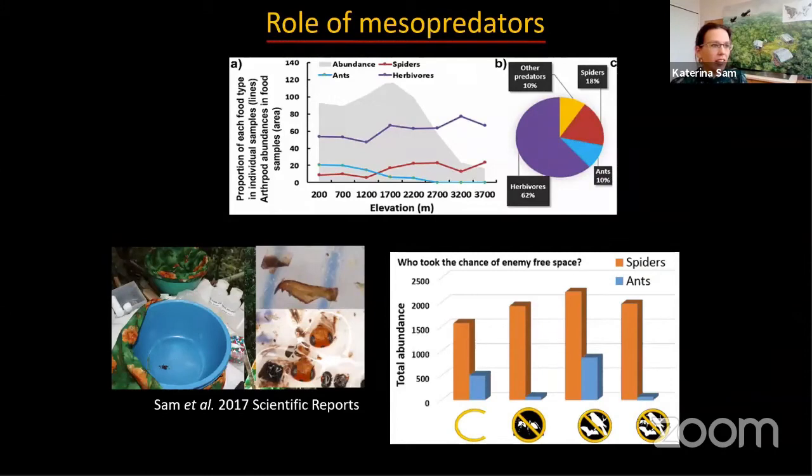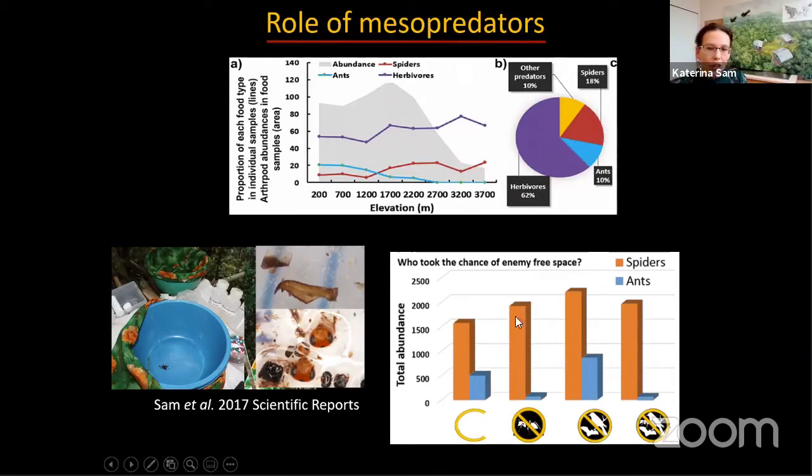The other nasty things which were affecting our results were, of course, mesopredators. Along the gradient, the spiders represented about 20% of the diet of the birds, ants about 10%, and the herbivores represented around 60% of the bird diet. You can see along the elevational gradient that the ants were becoming less and less important in the diet, while the spiders were becoming more and more important. This is what we found after we were making the birds vomit and identifying the insects in the diet samples which we obtained from them.